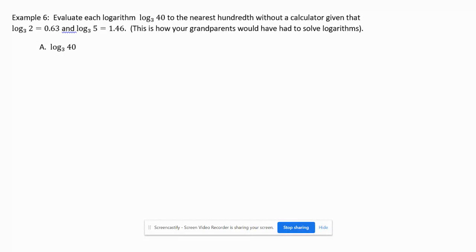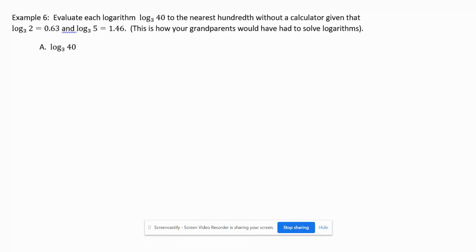They had these things called logarithm tables. Logarithm tables give you decimal values for different logarithms. So for example, you could have log base 3 of 2 is equal to 0.63, and log base 3 of 5 is equal to 1.46. So you'd open up a book full of logarithms and find these values. Obviously you couldn't keep doing this forever. So if log base 3 of 40 was not available in that book, how would they do it?